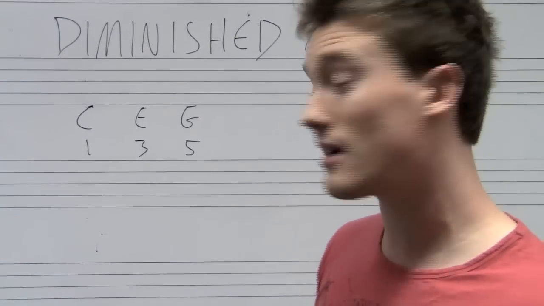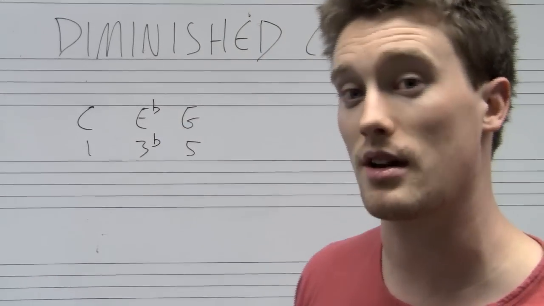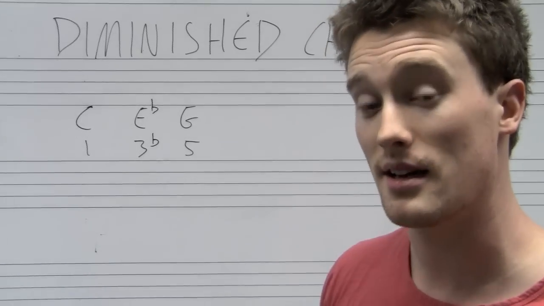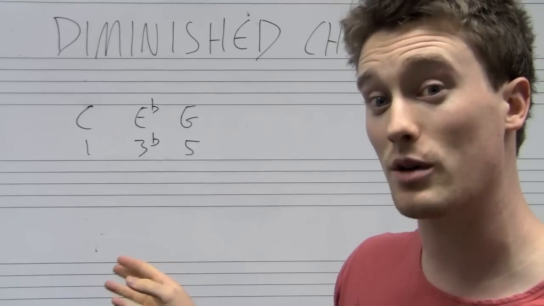Now if you wanted a minor, remember, you'd flatten the 3rd, you'd take the 3rd back. So E would become E flat. So now it's minor. So it's gone from major to minor, and now we're going to make it diminished.